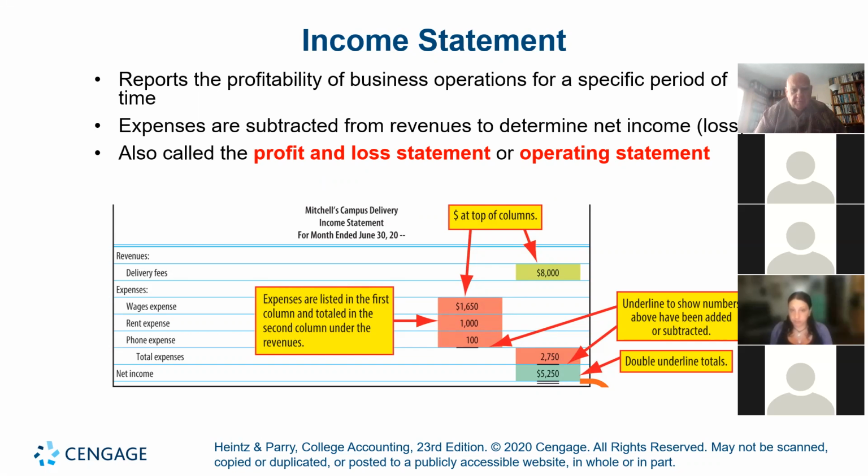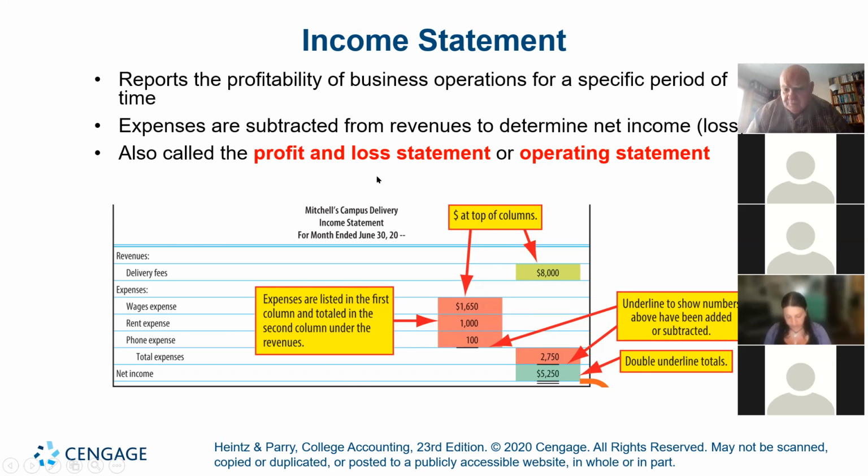The income statement reports the profitability of the business for a specific period of time. There's that word again, periodicity. Revenues are subtracted from expenses to get your net income. And you can also call this the P&L statement, profit and loss, the operating statement.